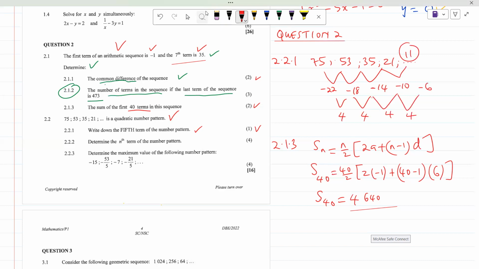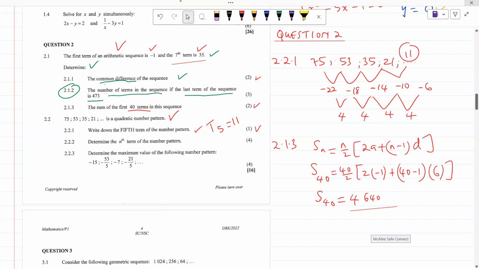Now they're asking, what is that term? At this point, the fifth term of the sequence is T5, and T5 is exactly 11. All right.